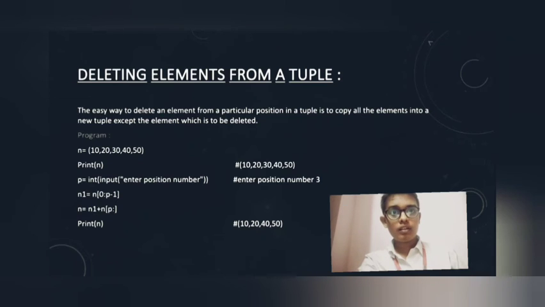Next, n is equal to n1 plus n of position to end of the tuple. The position is 3. End of the tuple is 5. We will take the values 40, 50 and concatenate with n1. N1 contains 10, 20 and both concatenate and store in the given tuple n. Print n. The output will come as 10, 20, 40, 50. In this way we can delete elements from a tuple.